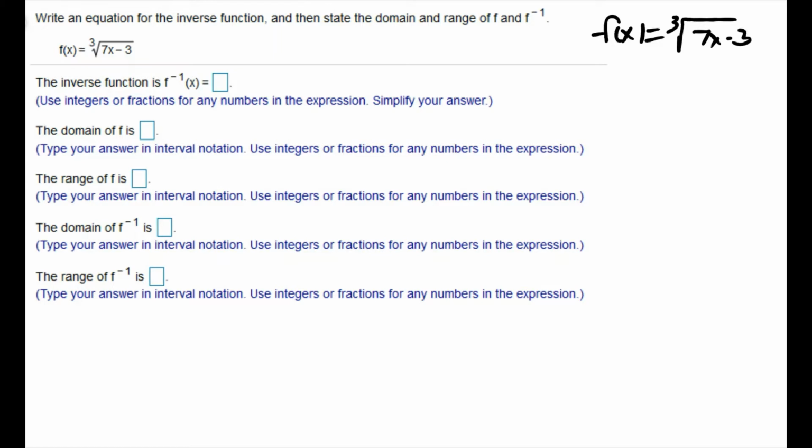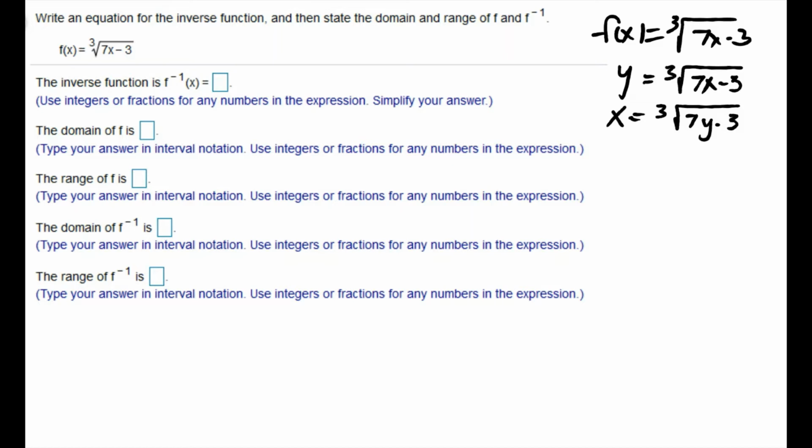And the first step in the three-step process is to change this f of x to y. It's a little bit easier to work with the symbols when you have just the y. The next step is to switch the x and the y. And this step right here is sort of the crux of why this method works, because inverse functions have the x and y values switched. So by us switching them, we're now creating the inverse function.